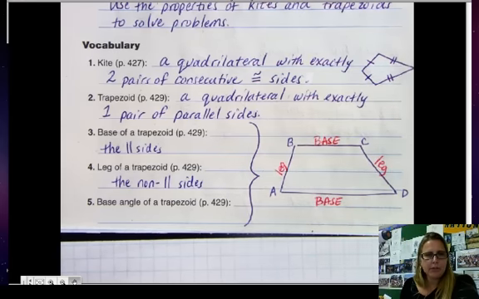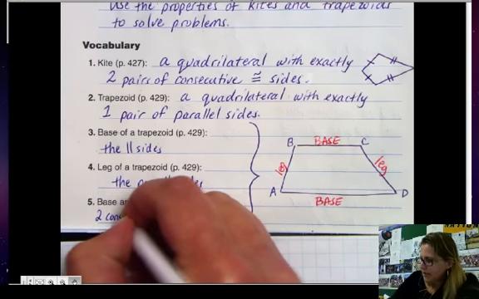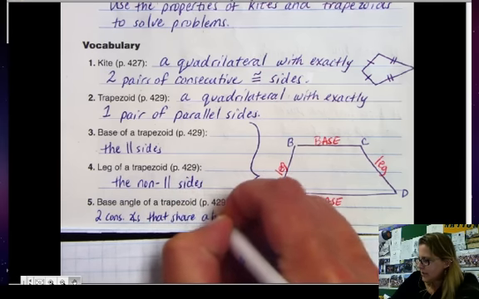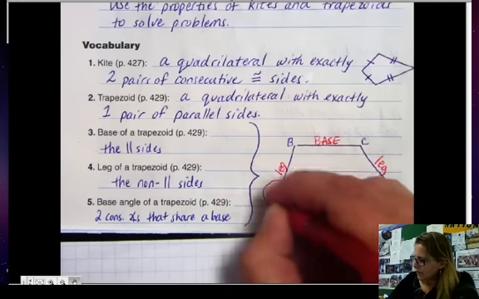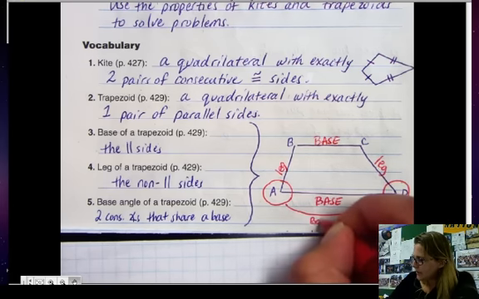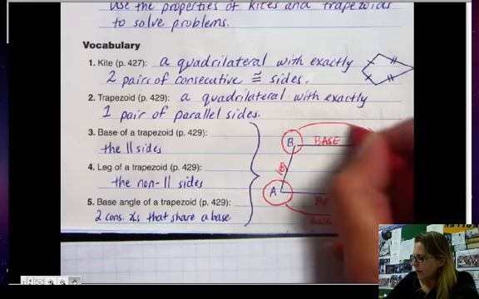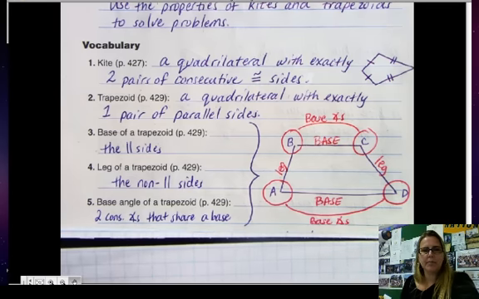The base angles are in a pair, and they are two consecutive angles that share a base. So in our picture here, this angle and this angle, angle D and angle A, are base angles. And also angle B and angle C are base angles. Okay, so now we know a few of the terms about trapezoids.